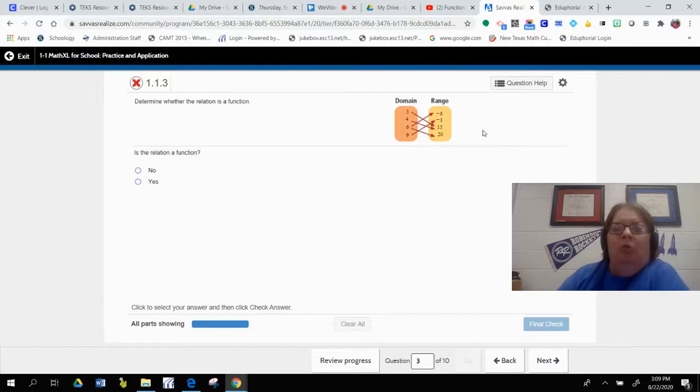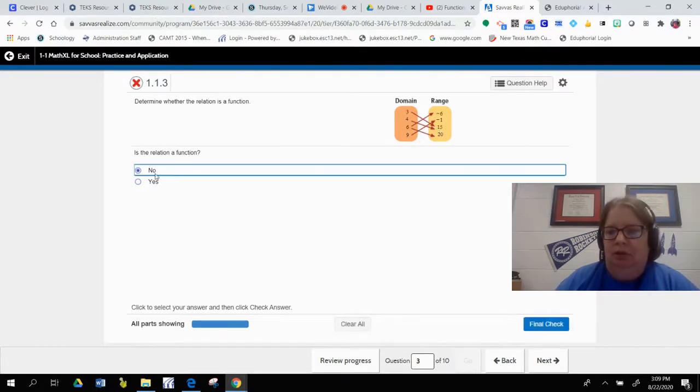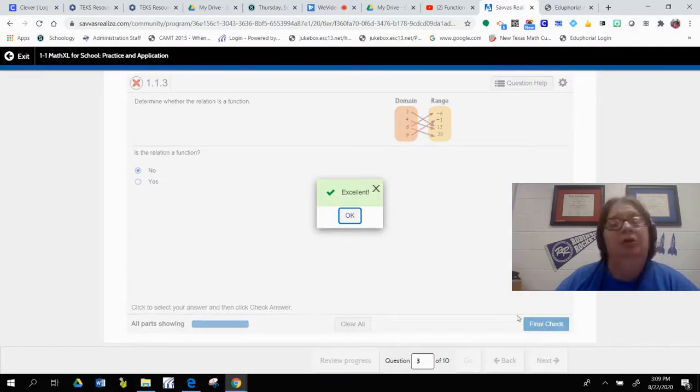Okay. Why was the first one a function and this one not? The first one, each element of the domain, each x, each input only went with one output. In this case, the 6 goes with more than one element of the range, so it is not a function. Okay, notice down here, question is complete. Similar question, no, we don't want similar question. We already did similar question. We'll go next.